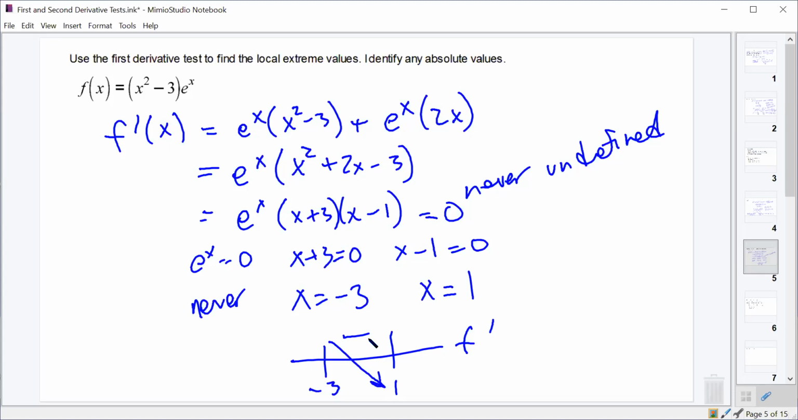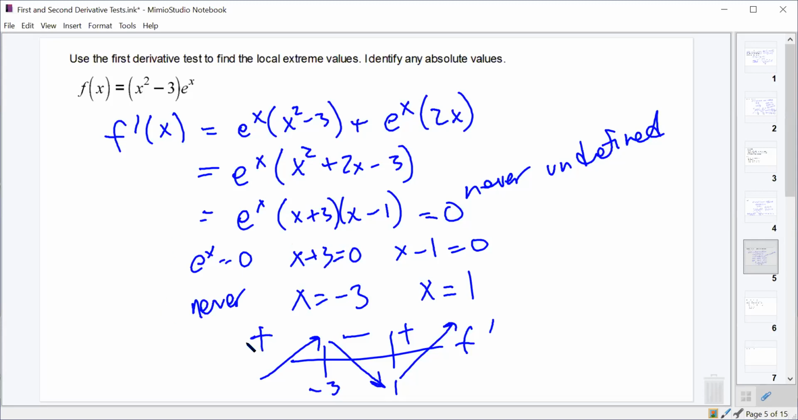What about something more than 1, like 1,000? Positive, positive, and positive. And negative 1,000 would be positive, negative, negative, or positive. Everybody good with that or no? Any questions on that? All right, we'll assume that's a yes.